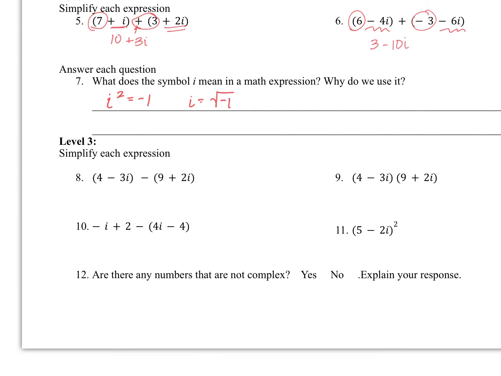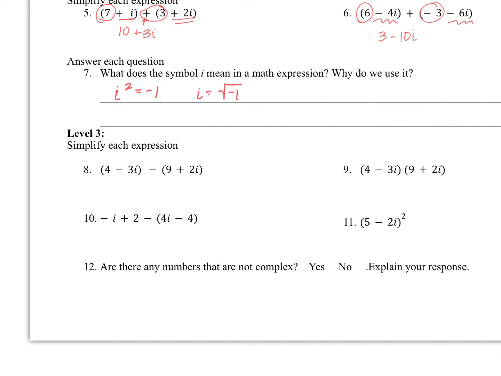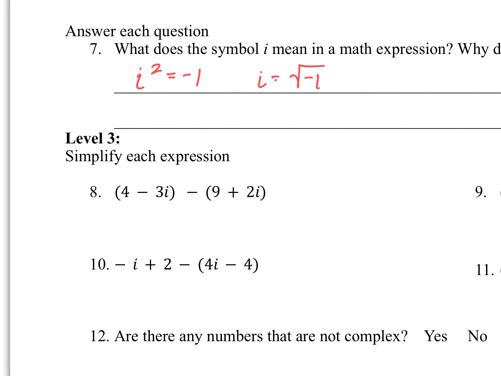Okay, level 3, simplify each expression. Now we've got some subtracting and some multiplying going on. So right here, again, just like combining like terms on number 8, we go 4 minus 9. So 4 minus 9 is -5. And then we do -3i, and then this minus sign, and then 2i. So -3 minus 2, if you put that in your calculator without the i, you get -5. So this would be -5i.